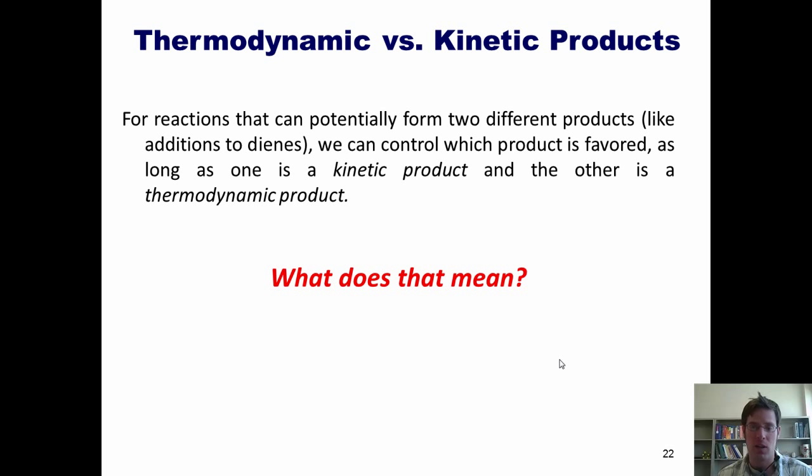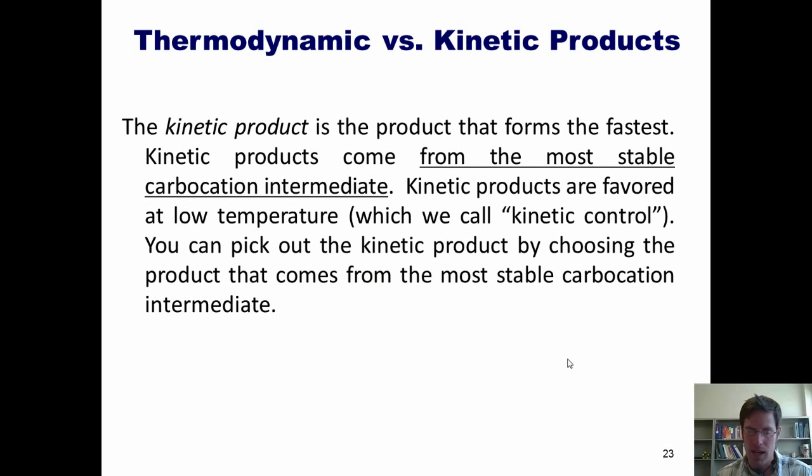I'll now define the kinetic product. The kinetic product is the product that forms the fastest. Kinetic products come from the most stable carbocation intermediate. Kinetic products are favored at low temperature, which we call kinetic control. You can pick out the kinetic product by choosing the product that arises from the most stable carbocation intermediate.